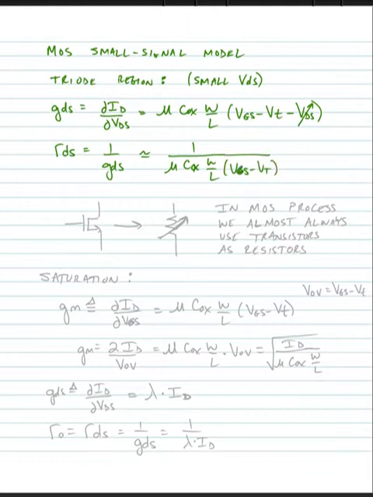So we can see this is where we get a linear dependence upon the gate to source voltage for our resistance. And this is why sometimes we call the triode region the linear region. So our model for the device in the triode region is simply a voltage variable resistance. So we can change the resistance simply by changing the voltage.